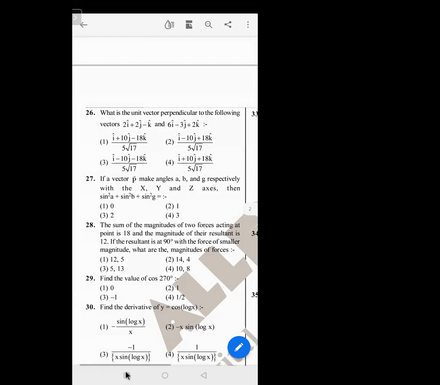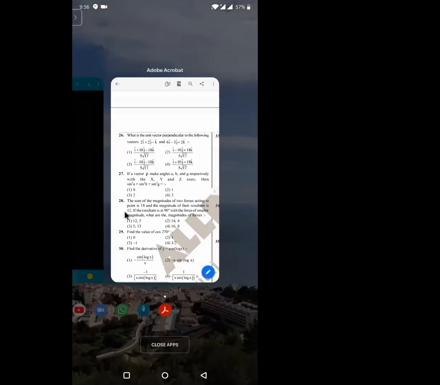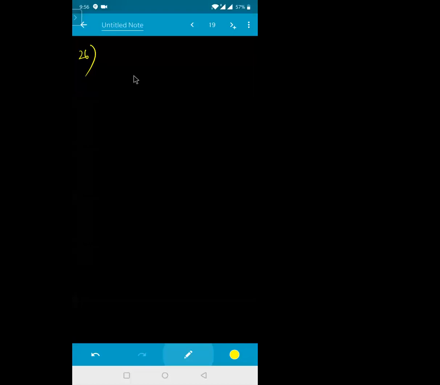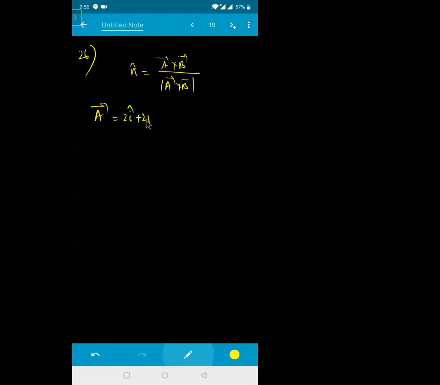Yes, sir. Question number 26 is a direct question. We have to find the unit vector. What does finding the unit vector mean? n cap will be equal to a bar cross b bar divided by mod of a bar cross b bar, isn't it? The value of a is given in the problem as 2i cap plus 2j cap minus k cap, and the value of b is also given as 6i cap minus 3j cap plus 2k cap.